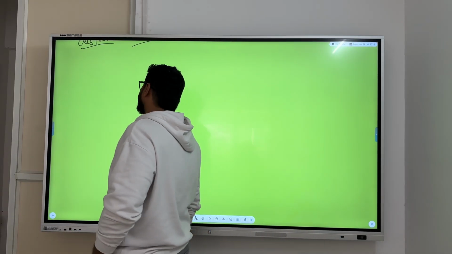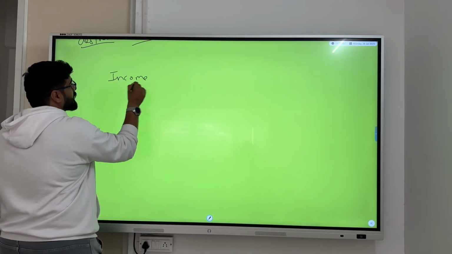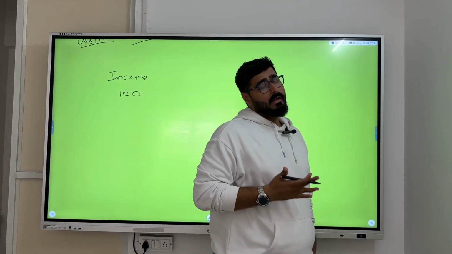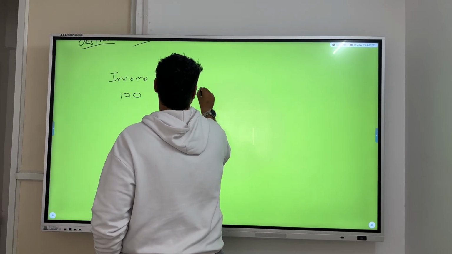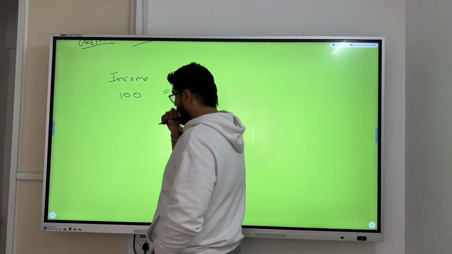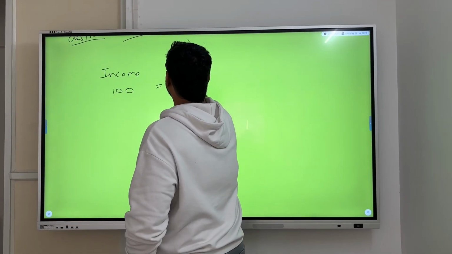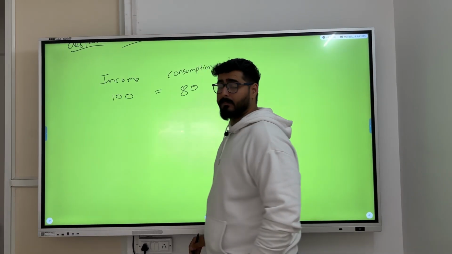Now suppose my income was 100. What am I going to do with this 100 rupees? I will consume a certain part. Suppose I spend 80 rupees. So that 80 rupees is going to be my consumption. What is it going to be? My consumption.